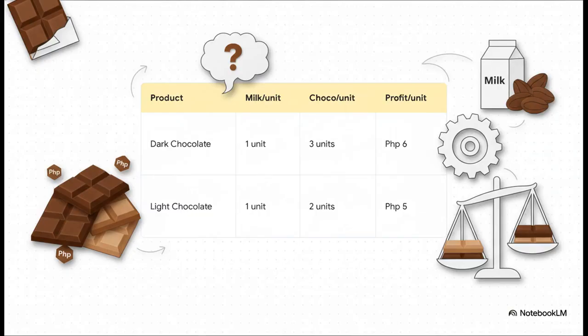All right, so here's our situation. We make two things: dark chocolate, which earns us 6 pesos of profit per bar, and light chocolate, which earns us 5. Now, each one uses a different amount of our two main ingredients, milk and choco. And here's the catch: our supply of both is limited. So our job is to find that perfect production mix, that sweet spot, that's going to maximize our total profit.